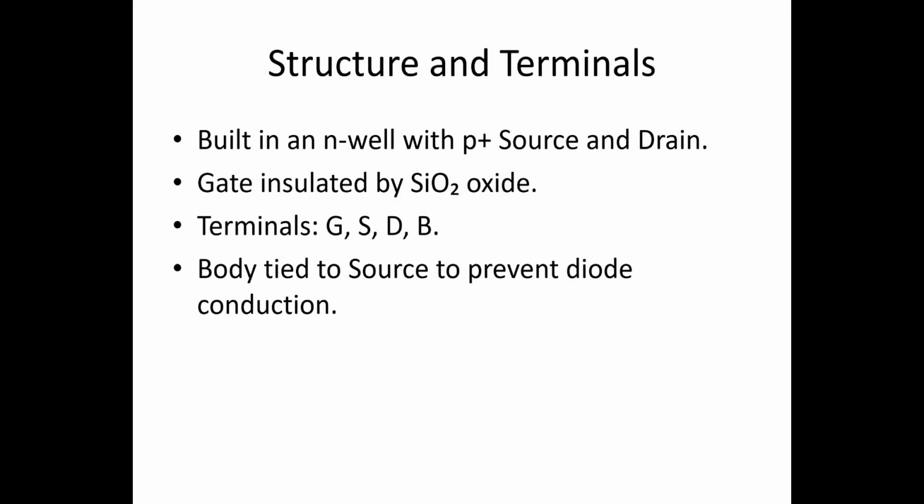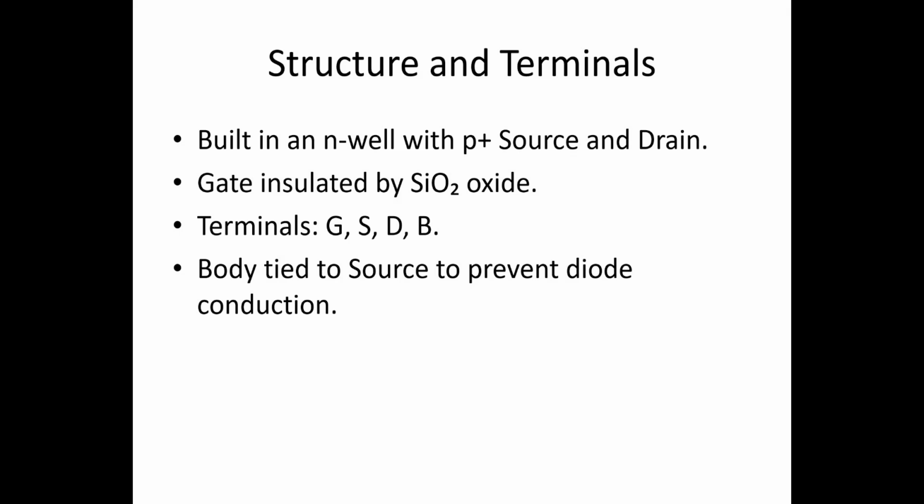Now let's look at the structure. A PMOS is usually made inside an N-well. The source and the drain are P+ regions. Here is the key part. The gate is separated by a thin oxide layer. Because of this oxide, almost no current goes into the gate, so the input resistance is very high.